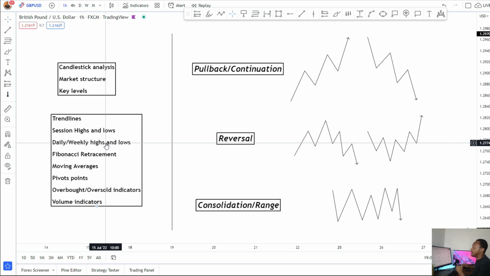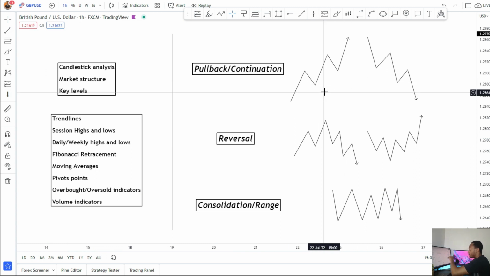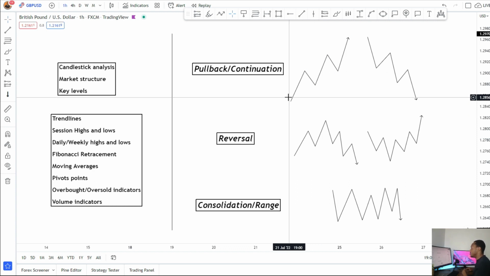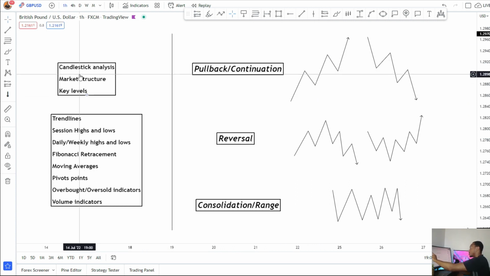So that's the guide, guys. You want to be focusing on one of these three things, or all three if you want to. I recommend just choosing one, but that's up to you. And then the candlestick analysis, market structure, the key levels are the must, and all of these are additional, and you can add them to your trading as you go along.